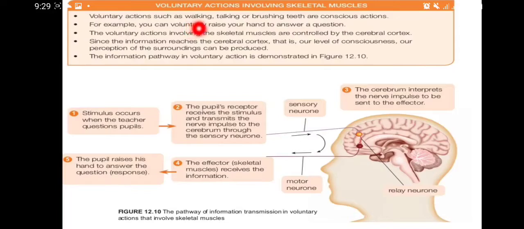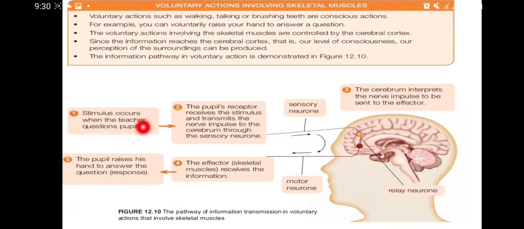Voluntary actions such as walking, talking, and brushing your teeth are conscious actions. For example, you can voluntarily raise your hand to answer a question. A voluntary action involving the skeletal muscle is controlled by the cerebral cortex. Since the information reaches the cerebral cortex, that is, our level of consciousness, our perceptions of the surroundings can be produced. So this Figure 12.10 is the information pathway in a voluntary action.